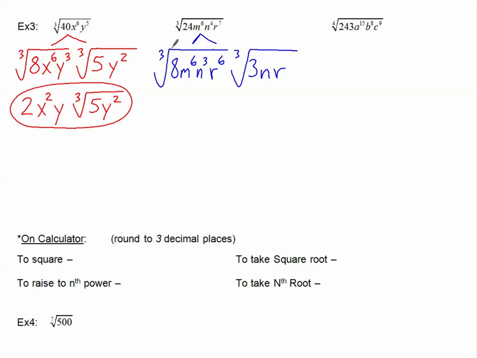Now, if I've done this correctly, all of these should be perfect cubes. Cube root of 8 is 2. Cube root of m to the 6th is m squared. Cube root of n cubed is n, and cube root of r to the 6th is r squared. And this stuff just remains the same.